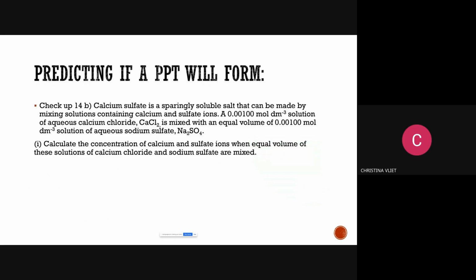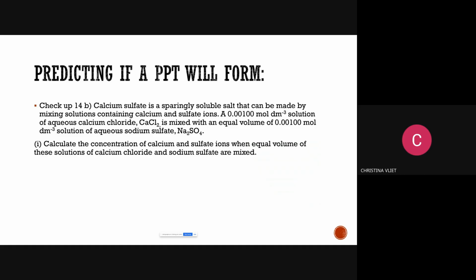So the situation, let's take a look. This comes straight from the textbook. This is the new textbook. So I wanted to make sure to address it. Check up 14B. Calcium sulfate is sparingly soluble. It could be made by mixing solutions that contain calcium ions and sulfate ions.